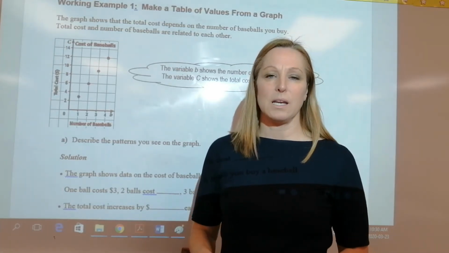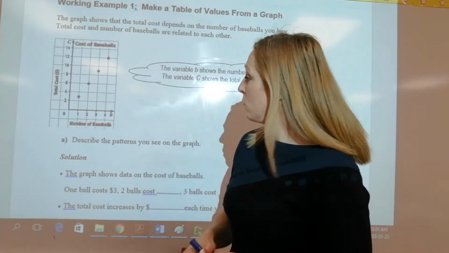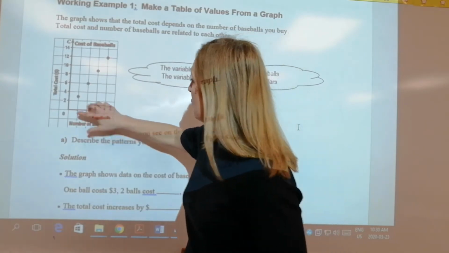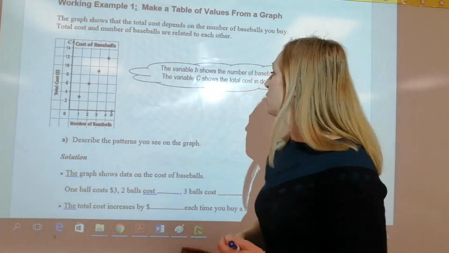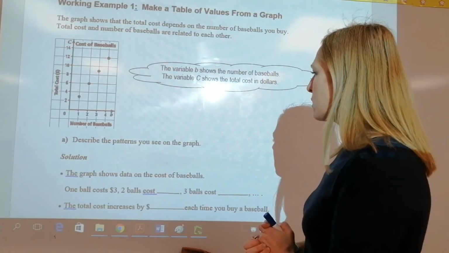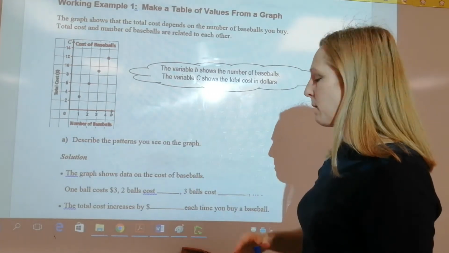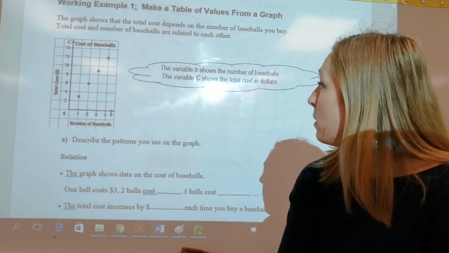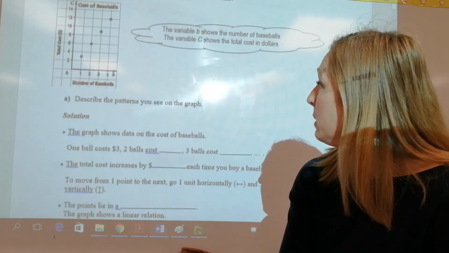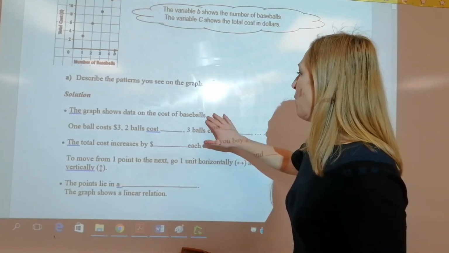Very important that we think back to what we learned in Unit 1 about making sure that we label the intervals properly, and we also label what it is that we're actually talking about. So what we're going to do here is try and describe some patterns that we see on this graph. We'll just scroll up a little bit so we can see everything.